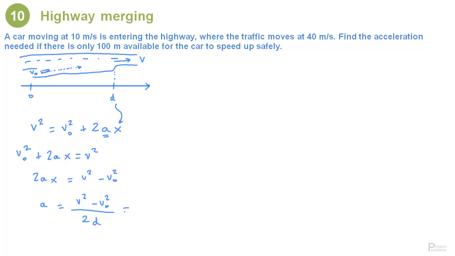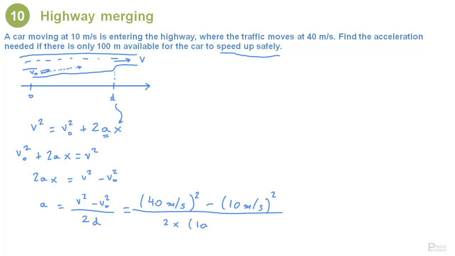Now we just need to plug in these numbers. The final velocity, we want it to be 40 meters per second. This is the idea of speeding up safely. The idea is that the speed is going to be the same as that of the traffic. The initial velocity was 10 meters per second, so we have to take the square of that. And then we divide everything by 2 times the distance, which is 100 meters.